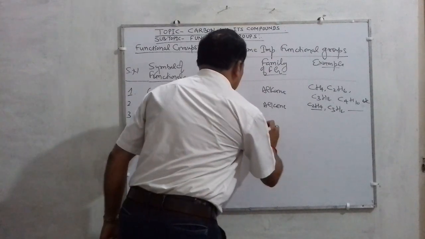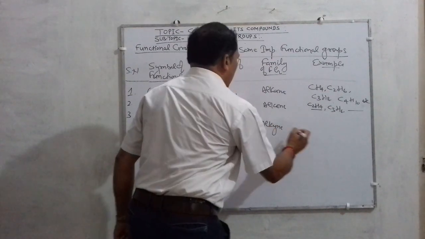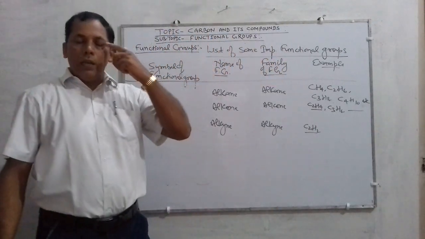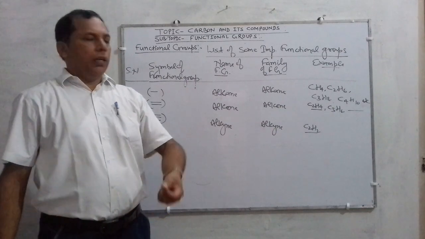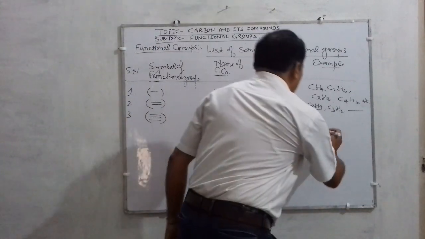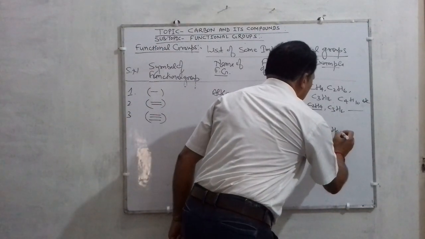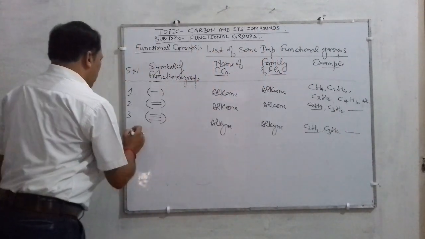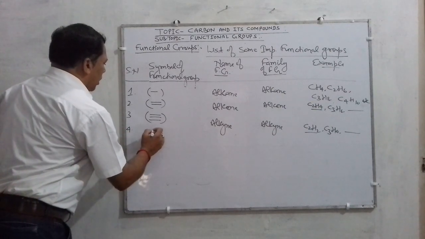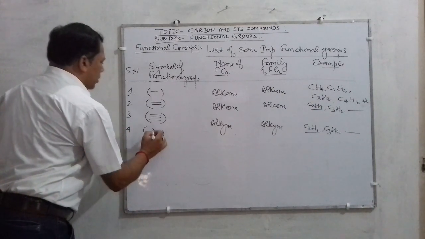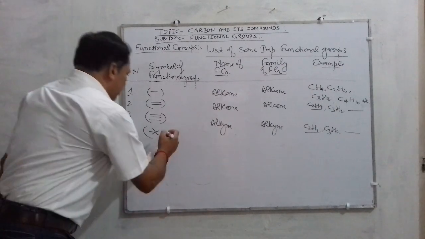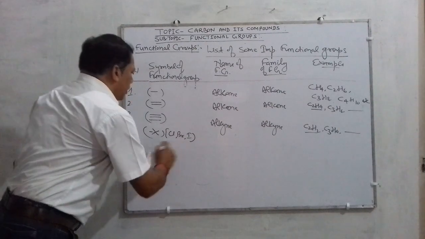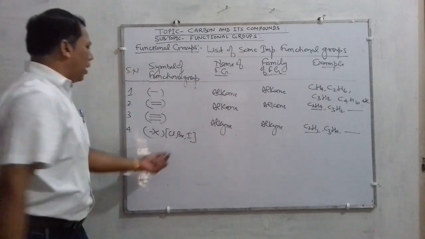Alkyne, right here alkyne, and here example like C2H2 is called acetylene or ethyne. Similarly C3H4 propyne, and so on. Next point write down, that is if the symbol is as such X, and X stands for Cl, Br and I, means all the halogens, chlorine, bromine, iodine.